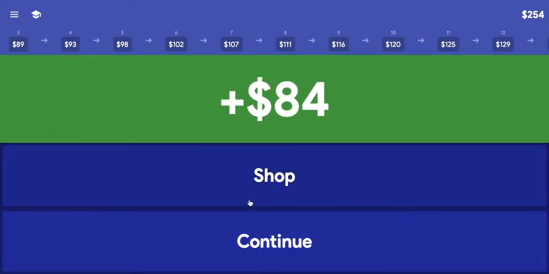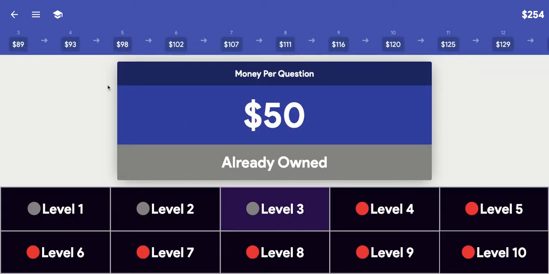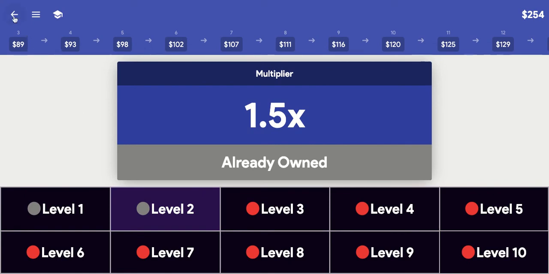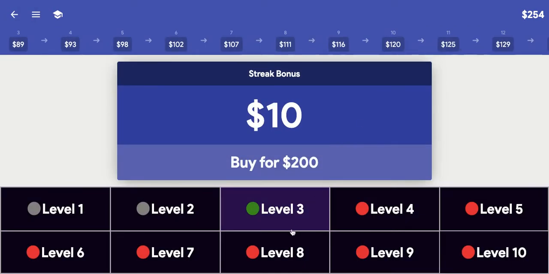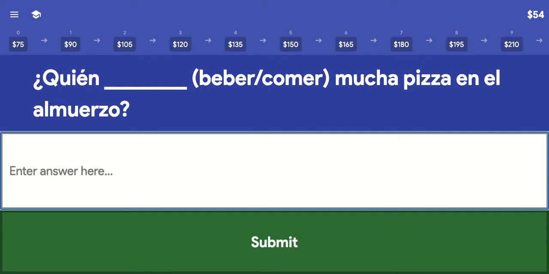So I'm earning about $84, and I go back to my shop and I'm going to see, can I get money per question? I can't. Okay, what about multiplier? Can I upgrade that? Nope. Okay, streak bonus. I can upgrade that because I just checked on it. So I'm going to go ahead and buy that for $200, and it feels like I'm moving backwards, but I'm actually earning the most money per question that I can.